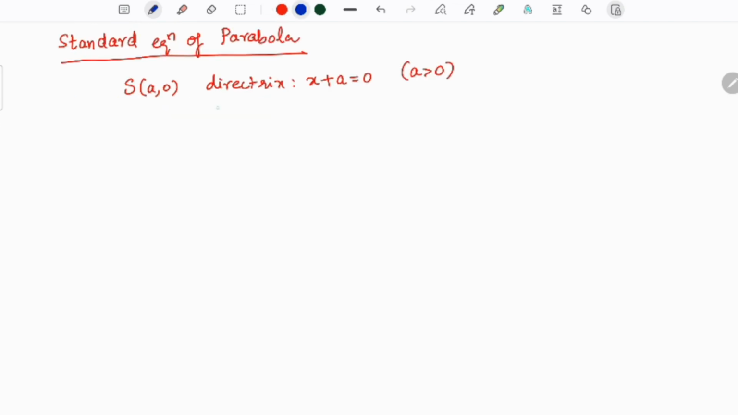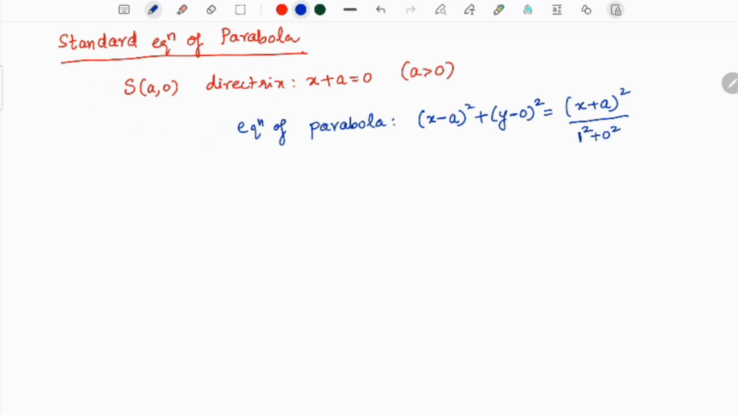Before I draw it, let's first write the equation of the parabola. What is the equation of the parabola? Form 1 we studied, right? What is form 1? (x minus x-coordinate of focus) square plus (y minus y-coordinate of focus) square is equal to (directrix expression) square divided by (x coefficient square plus y coefficient square). So we get (x minus a) whole square plus y square is equal to (x plus a) whole square. So y square is equal to (x plus a) whole square minus (x minus a) whole square.